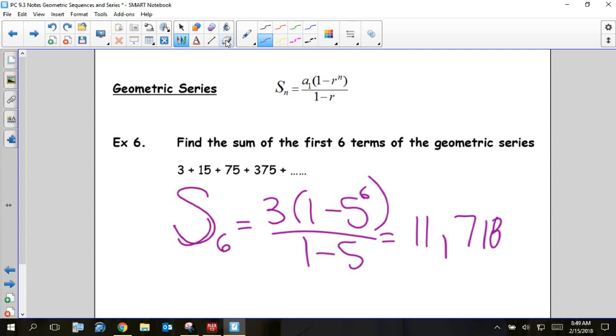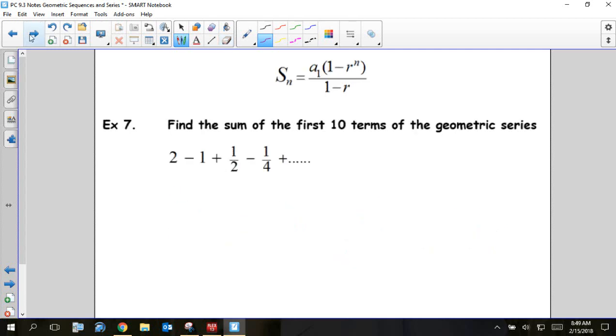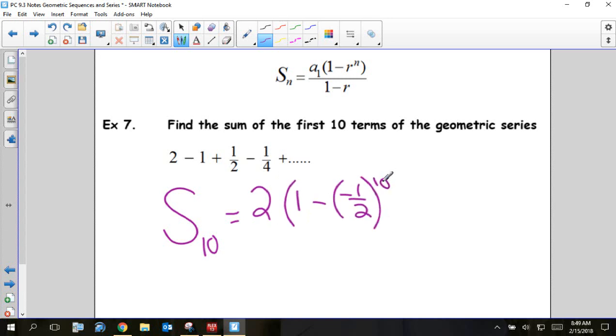Alright, next one. Find the sum of the first 10 terms. I'm putting it on the board what I typed in my calculator. It's very important that you type it in your calculator because if you type it in wrong, you aren't going to get it right. So there's really not much to do here except find the first term, 2, and the common ratio, which is -1/2. Because it's negative, I'm going to put it in parentheses. And because it's a fraction, I'm going to put it in parentheses.